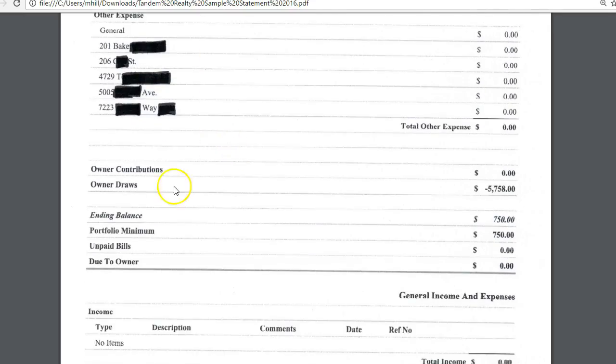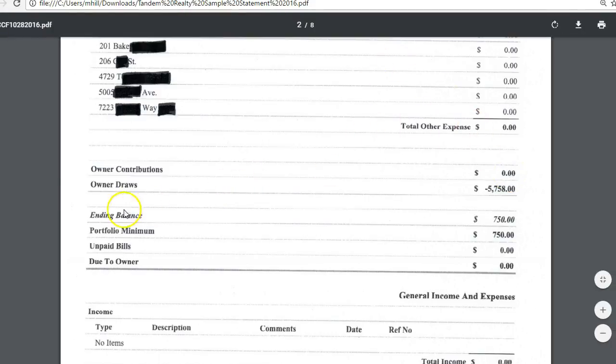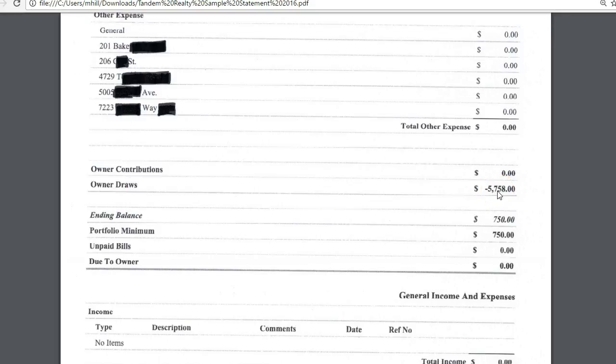And then you have owner contributions and owner draws. Owner contributions would be any money that you as the owner gave to us during that time period. And then owner draws would be any money that we took out of the account for you during that time period. And then ending balance is going to be what was left in the account at the end of the last day of this statement. And many times it's going to equal also the portfolio minimum.